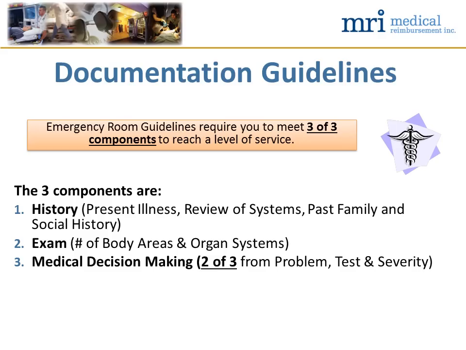E&M coding documentation guidelines. This presentation today is going to focus on the emergency department, and it will be based on 95 guidelines. The emergency room guidelines require you to meet 3 of 3 components to reach a level of service. The 3 components are history, exam, and medical decision making. The history consists of present illness, review of systems, and past, family and social history. The exam is the number of body areas and organ systems, and medical decision making would be 2 of the 3 from the medical decision making table, which includes problem, test, and severity.